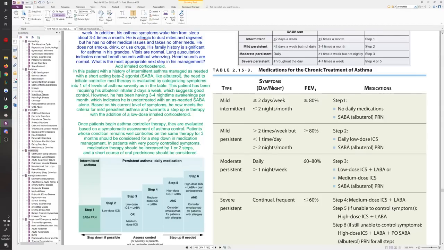Once patients begin asthma controller therapy, they are evaluated based on symptomatic assessment of asthma control. Patients whose condition remains well controlled on the same therapy for 3 months should be considered for a step down in medication management.